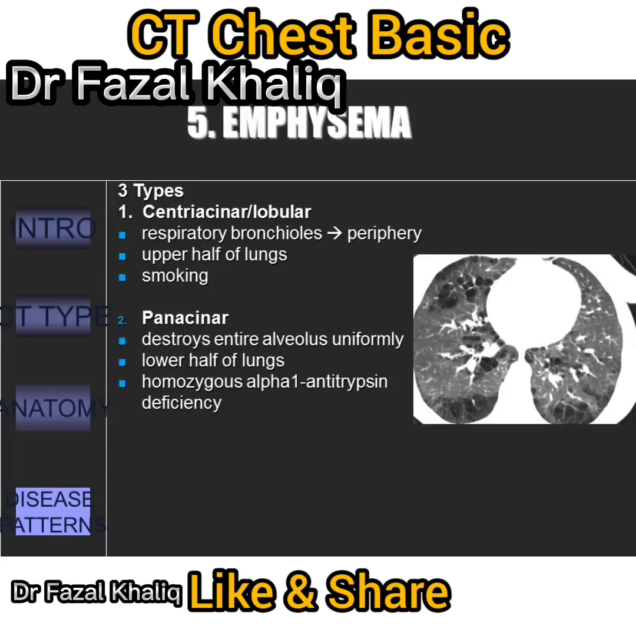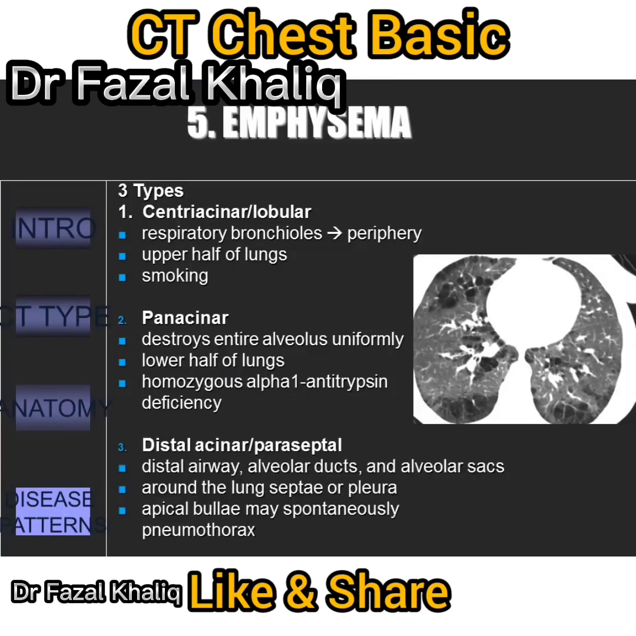The second type is panacinar. Here, the entire alveolus is destroyed. This type is predominant in the lower half of the lungs. It is associated with homozygous alpha-1 antitrypsin deficiency.